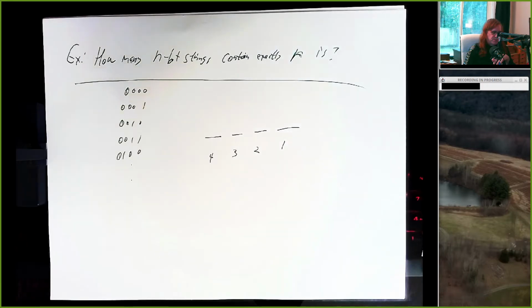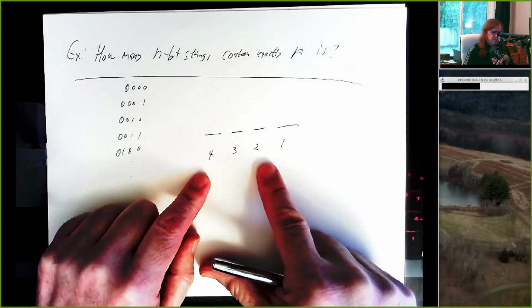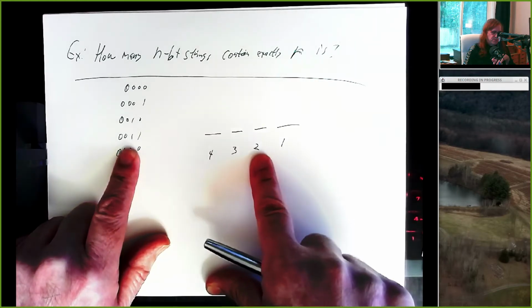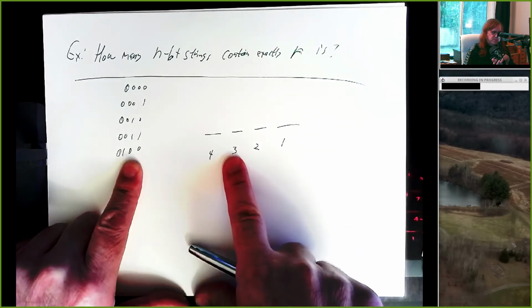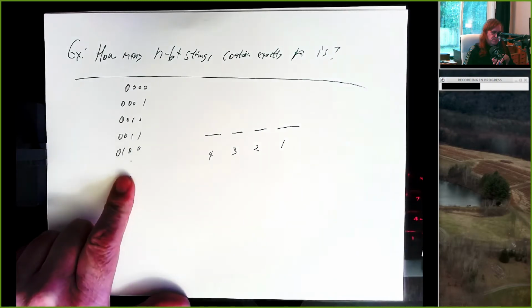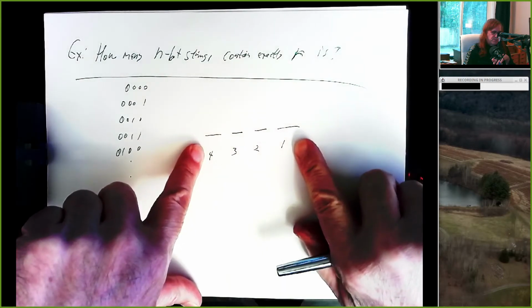Okay, so let's think about this. Suppose we have a 4-bit string and it's going to contain some ones. We can describe the string by saying which of these positions we choose to have a 1 in. For example, in 0011, I chose to put a 1 here and here. In 0100, I chose to put a 1 here. If I want a string containing exactly 2 ones, I'm choosing 2 of these positions to put my 1s into.